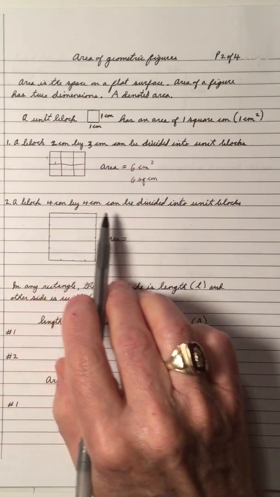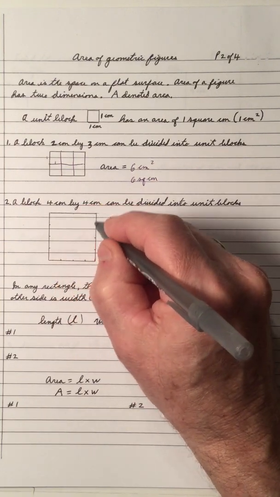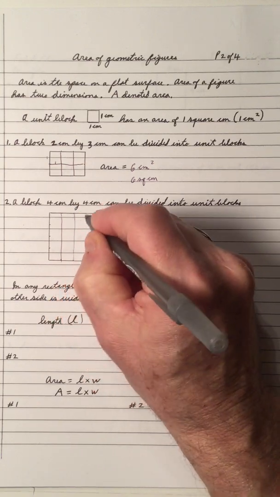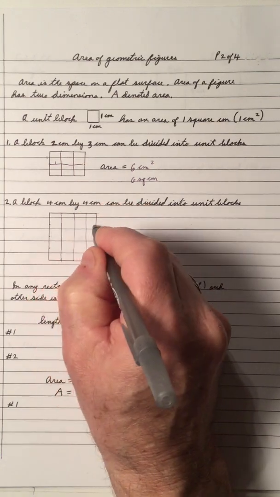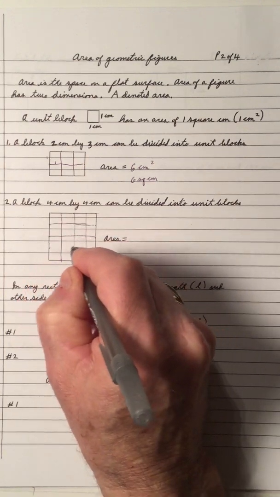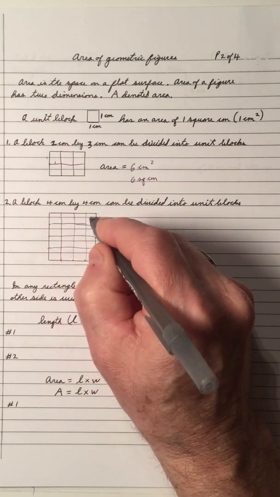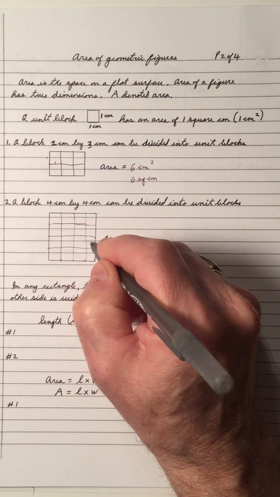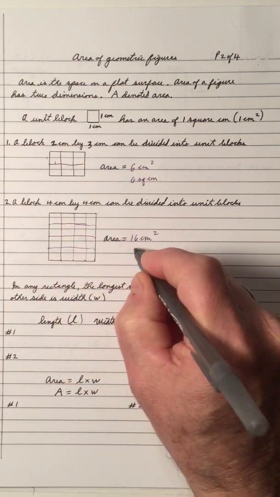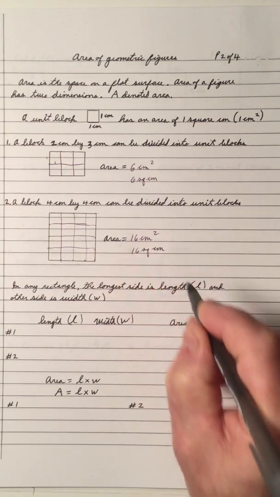A block 4 by 4 can be divided into unit blocks. 4 by 4, and you can see 4. So let's divide down, and let's divide going across. So 4 by 4 is 1, 2, 3, 4, 5, 6, 7, 8, 9, 10, 11, 12, 13, 14, 15, 16 centimeters squared, or 16 square centimeters, either or.